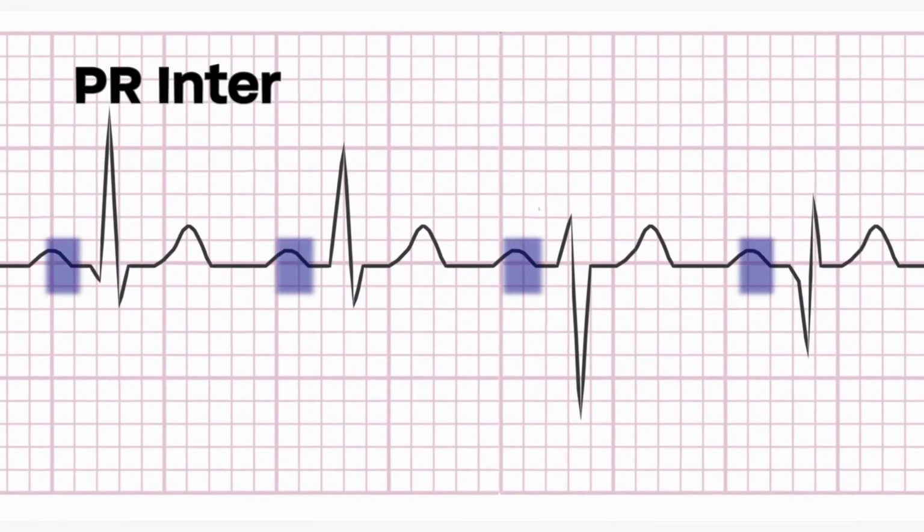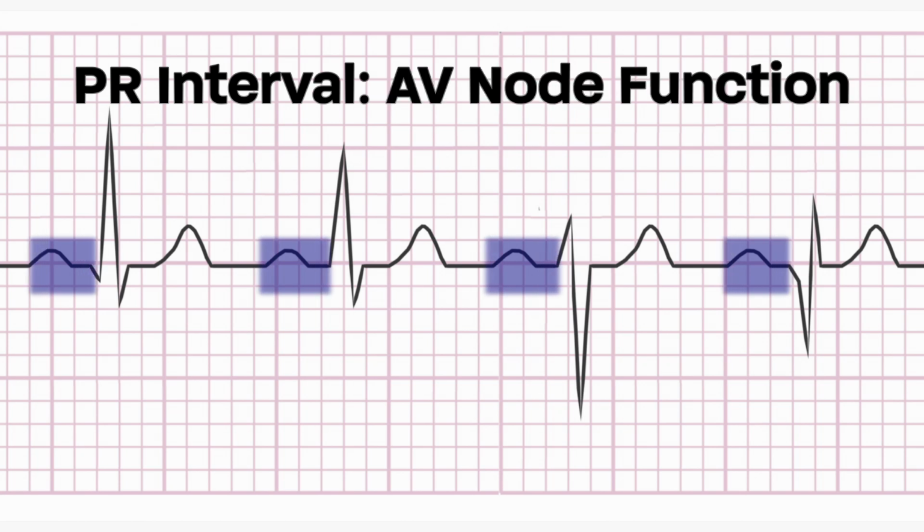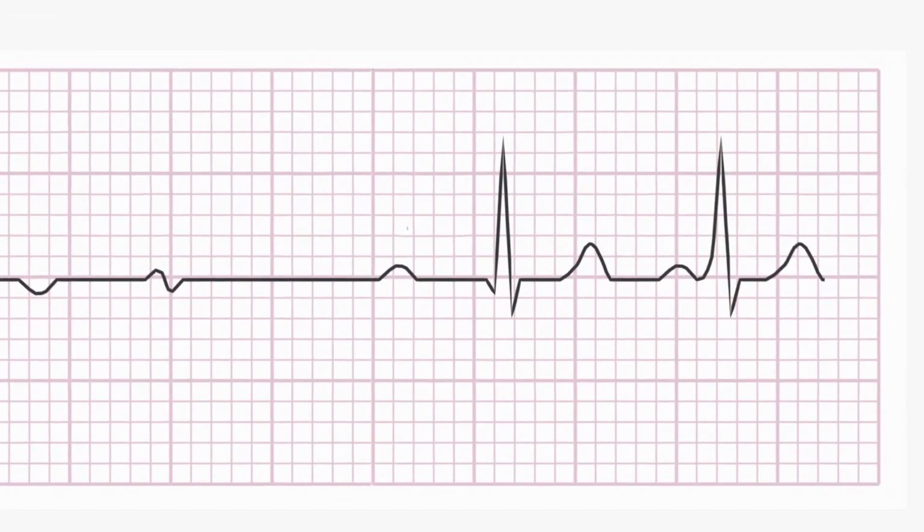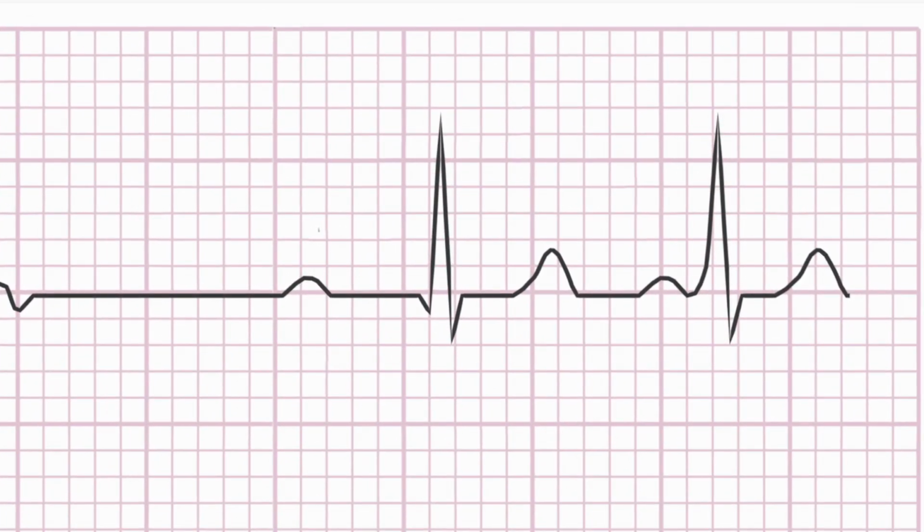Looking at the front end of the tracing, we can measure the time it takes from the start of the P wave to the first deflection of the QRS complex. We call this the PR interval, whether the first deflection is a Q wave or an R wave. The normal duration for a PR interval is between 120 and 200 milliseconds, or between 3 and 5 small boxes. So if it's more than one large box, the PR interval is prolonged. The PR interval is giving us a proxy measurement of AV health.